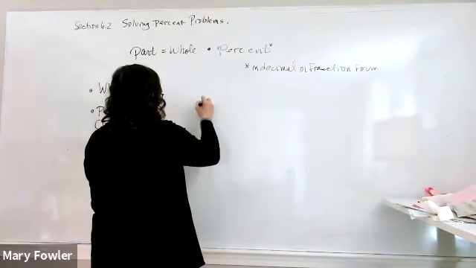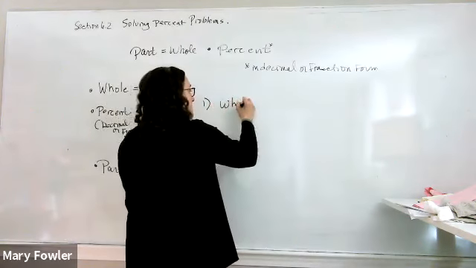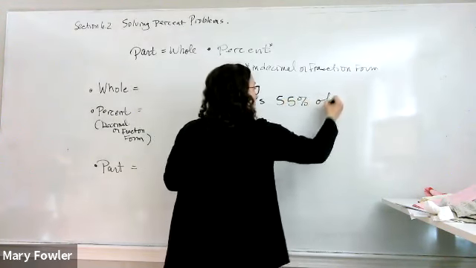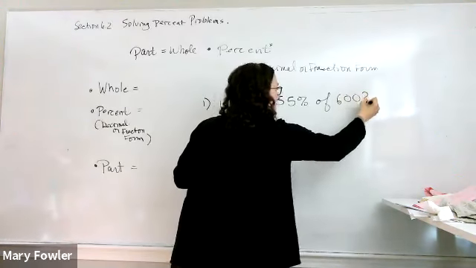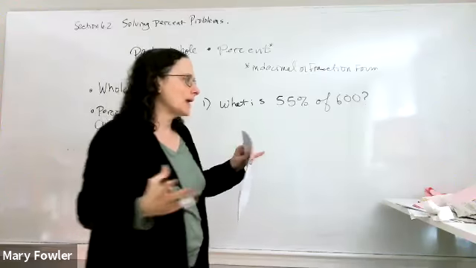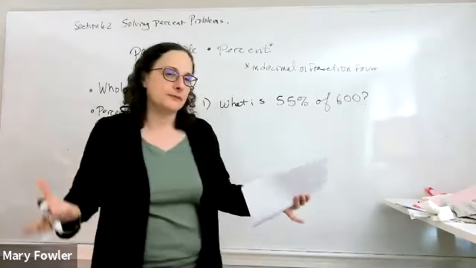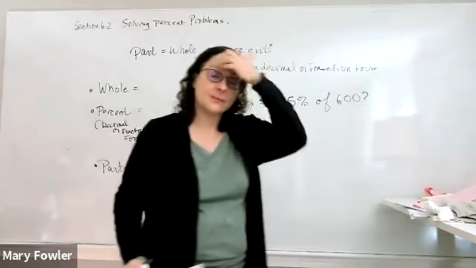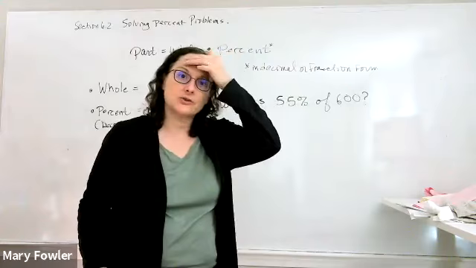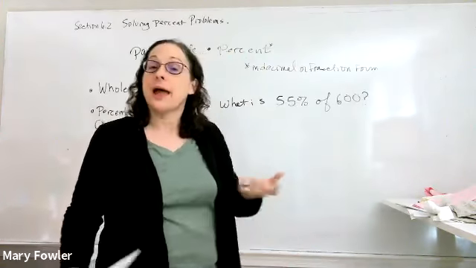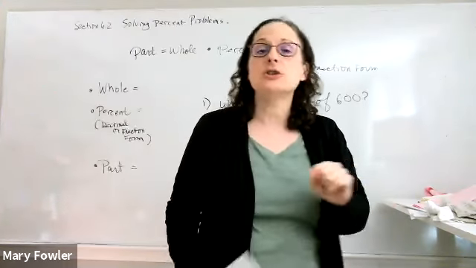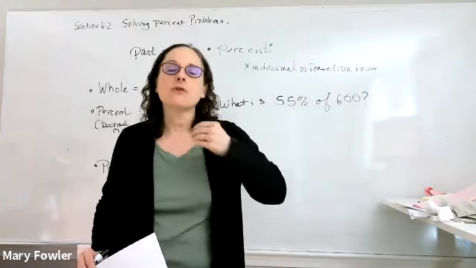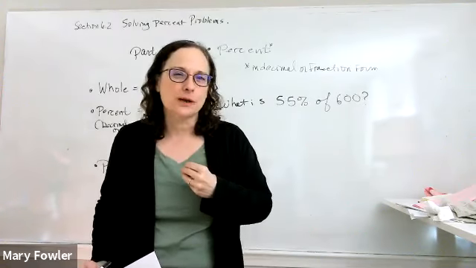So problem number 1 asks, what is 55% of 600? Okay. So we kind of want to think about that. If I had said, what is 50% of 600? Some of you might think, 50% is like half, so it's 300. And that is correct, right? So we just want to have a way of answering that question, even when the percent is not so intuitive.